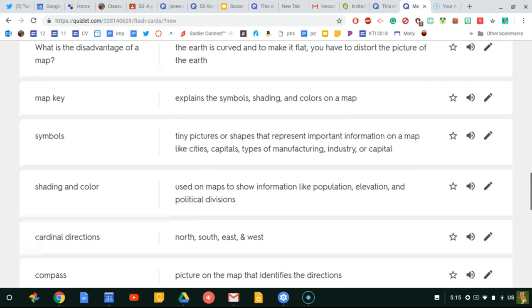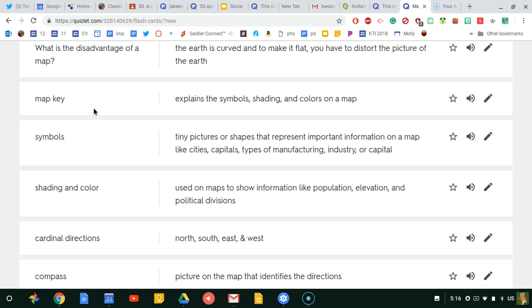Now, there's a number of terms and things that you need to know about the way that we use maps. So this is going to be a lot of information about maps. We're going to get away from globes and really focus on maps. So the first one is the map key. The map key explains the symbols, shadings, and colors on a map. So you usually have a square that has your map key, and that tells you what all the different shapes and colors and things represent on the map.